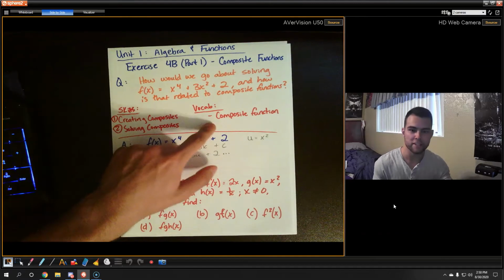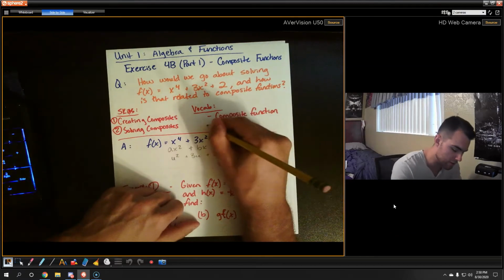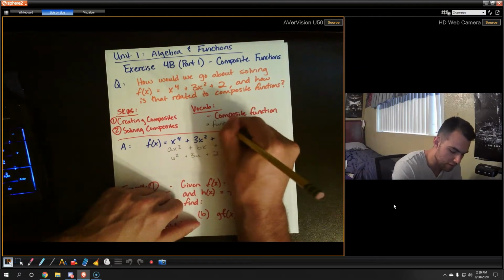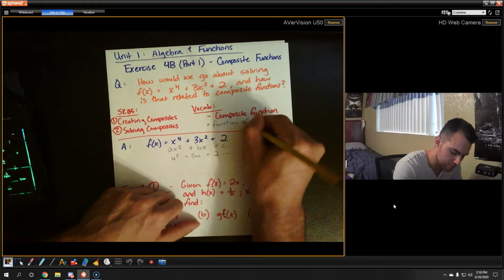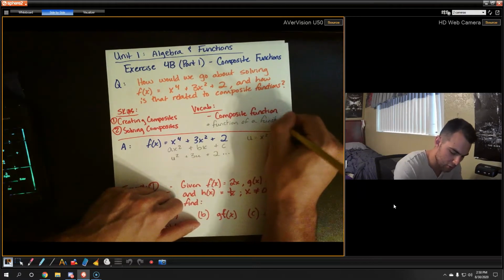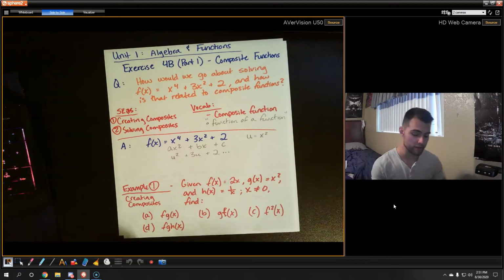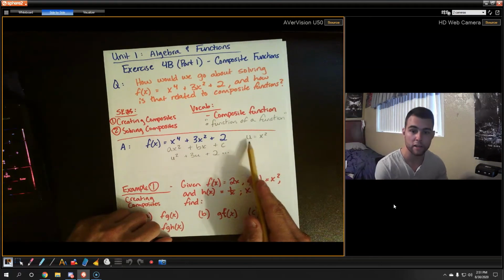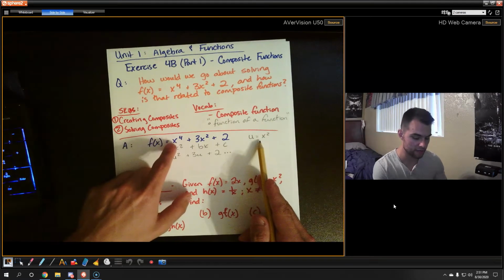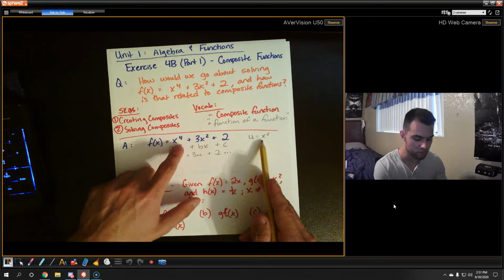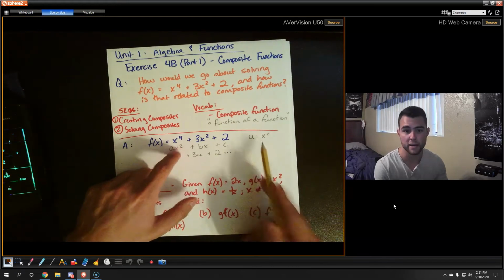This substitution right here is basically what you could do with composition of functions, okay? A composite function is a function composed of a function, or a function of a function. So that's kind of like a rough definition, okay? But think of it as like a function within a function. And that's kind of what we're doing here. I'm declaring a new variable, but I'm using kind of like the similar inputs to kind of make this work together.